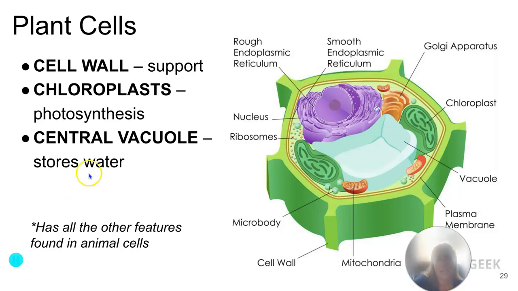Here you can see that large central vacuole that I was talking about before. That's going to store water and nutrients for the plant. Plant cells also don't just have a cell membrane like animal cells do. They also have a cell wall. That cell wall helps give plants structure because they don't have a skeleton like animals do, okay?